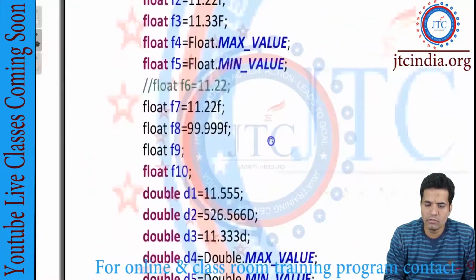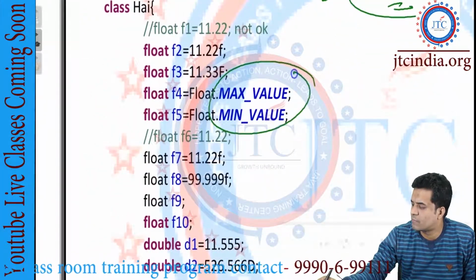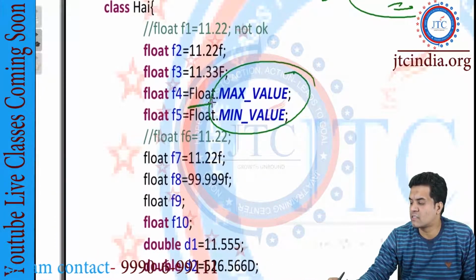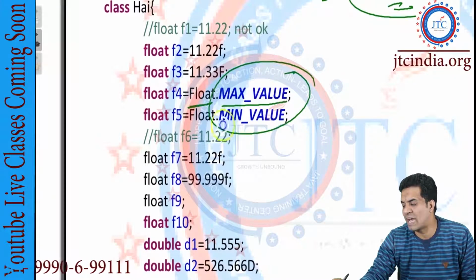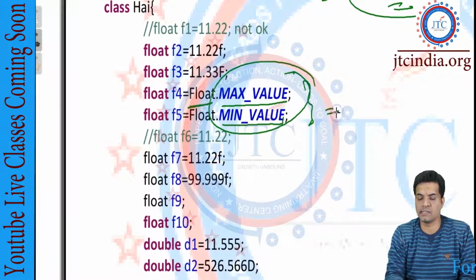Again, as I have already explained, what is the meaning of max value and min value? Float is a class. Inside this float class there is a constant which has been defined, max value and min value. I am taking it as it is and printing it here, nothing else.